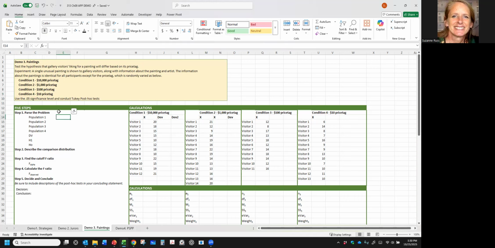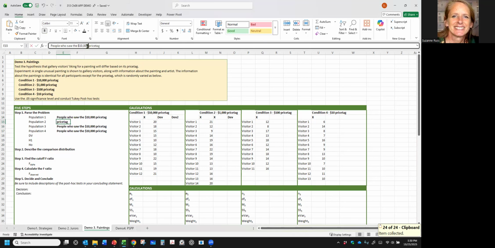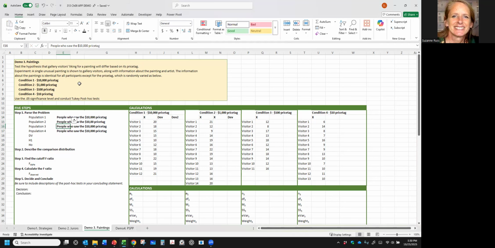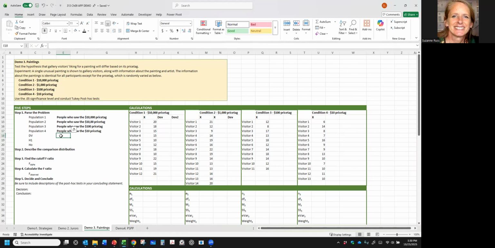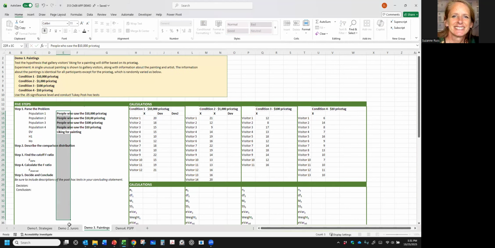What we're comparing are people who saw the $10,000 price tag. And I think I'm just going to copy this and paste it down and then just change the prices. So people who saw the $1,000 price tag with people who saw the $100 price tag with people who saw the $10 price tag. Our dependent variable is the liking for the painting. And I'm going to get rid of all that bold there.